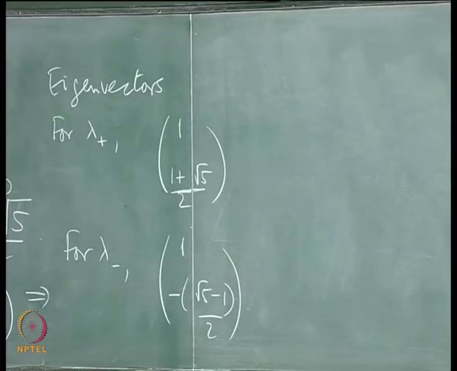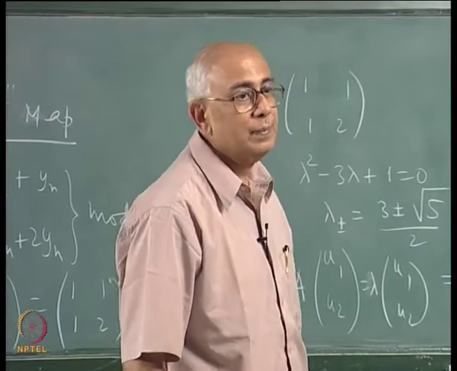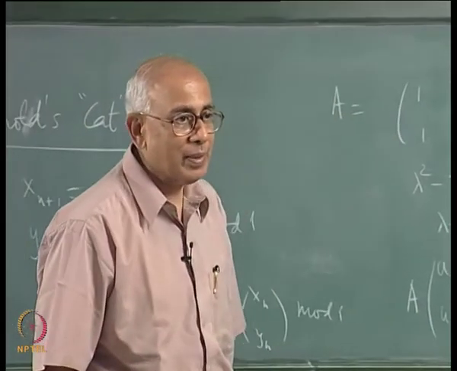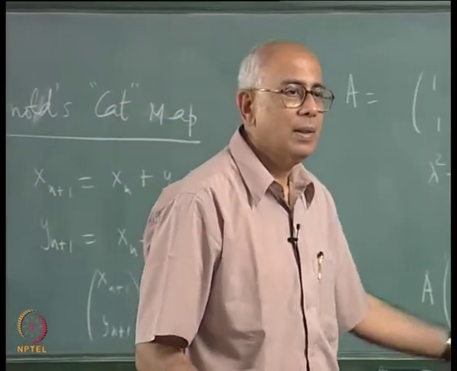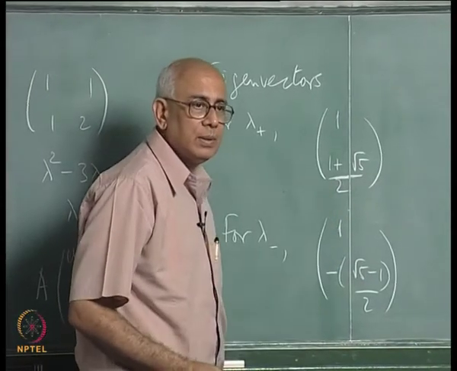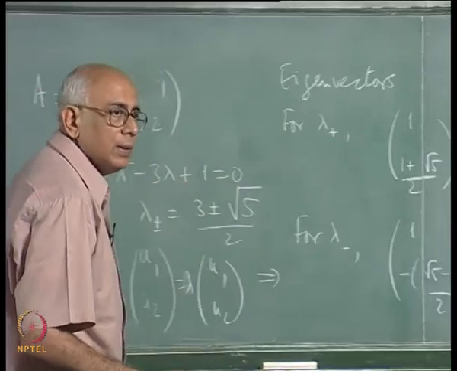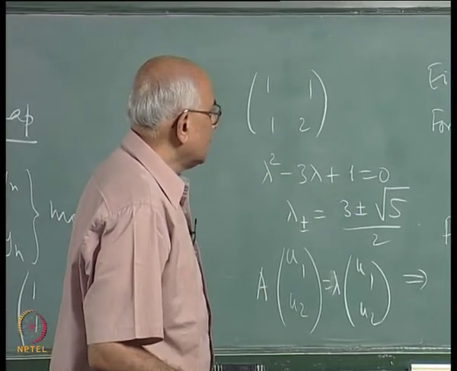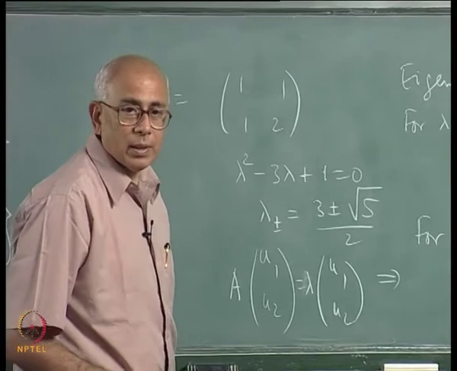What is the significance of this number, 1 plus root 5 over 2? It is a famous number, it is the golden mean. This number is the reciprocal of that number. You can see. So we can plot what the eigendirections are now.